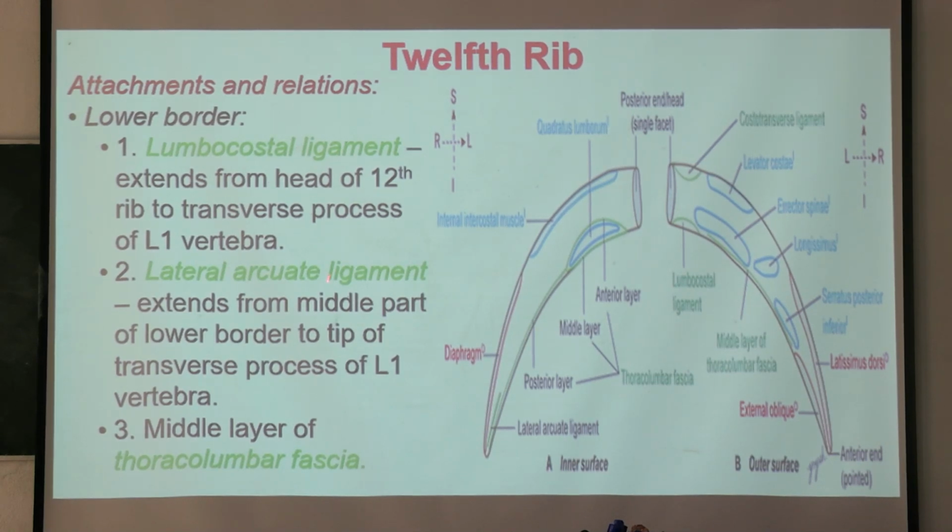Next is the lateral arcuate ligament, which extends from the middle part of the lower border to the tip of the transverse process of the L1 vertebra. Almost nearly in this region is the attachment of the lateral arcuate ligament. Here is the attachment of the middle layer of the thoracolumbar fascia.